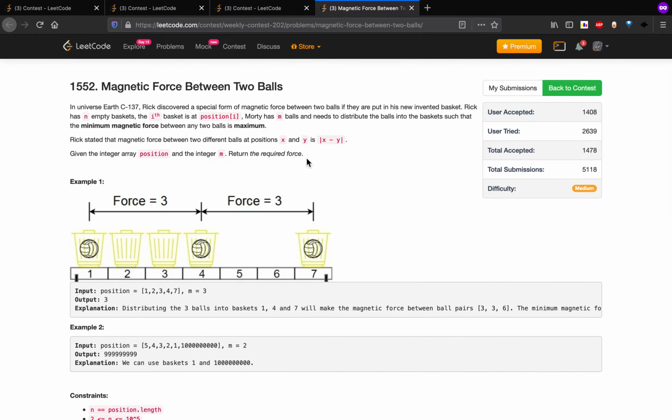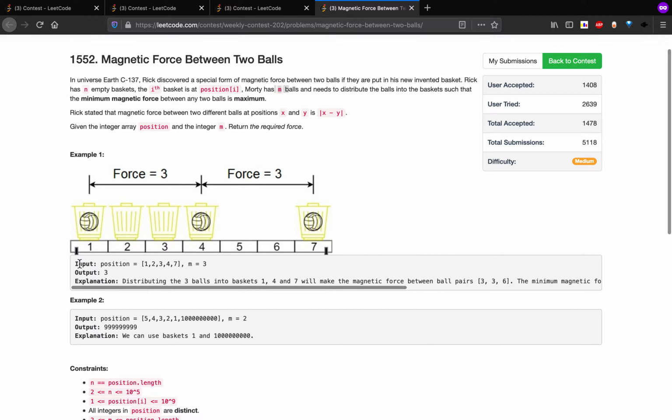In this problem we are given an array which contains nothing but the positions, which you can treat as the x coordinate. And we are given m balls. What we have to do is place all the m balls in these positions such that the difference between two consecutive balls is maximized. That's all the question says.